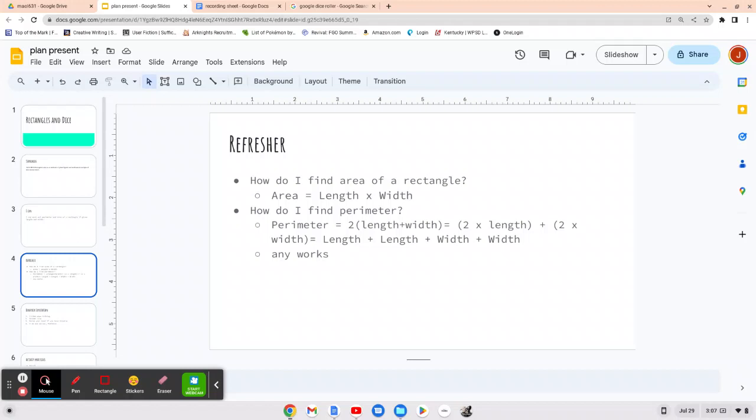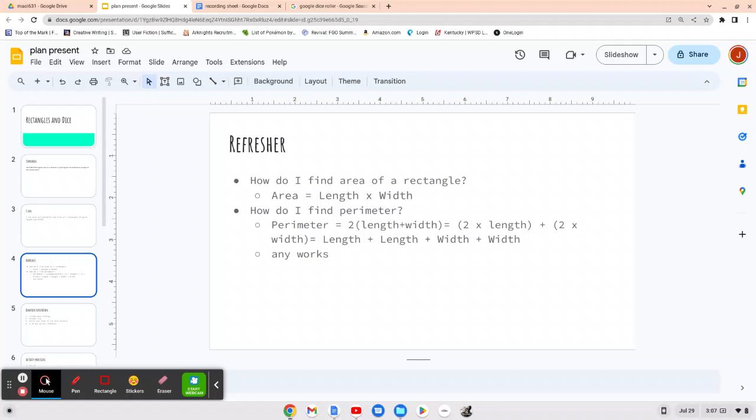Now the initial awaken prior knowledge refresher, since this is planned for an RTI group. How do you find the area of a rectangle? Keep asking until they give you length times width. Then move on to perimeter. How do you find the perimeter of said rectangle?